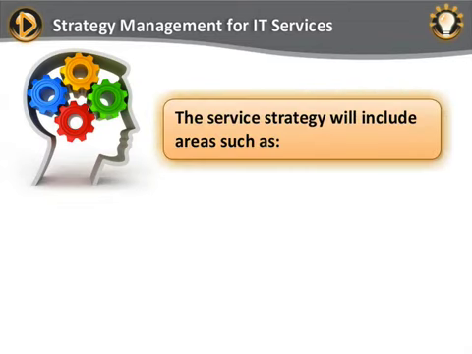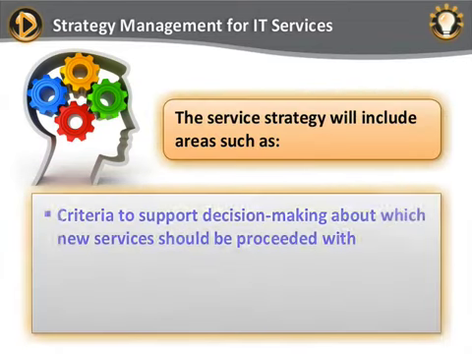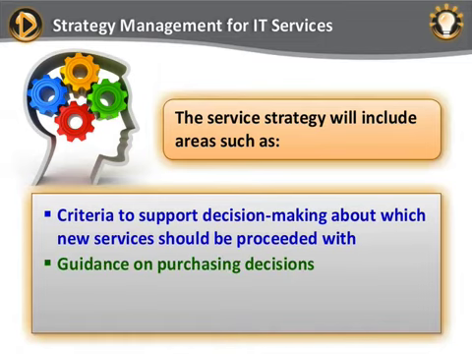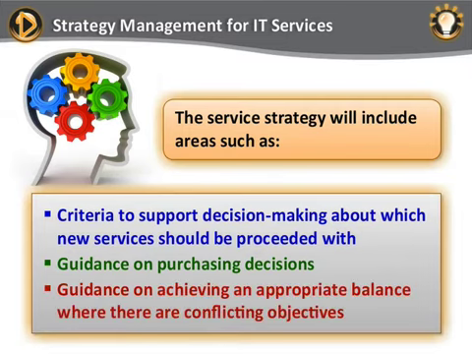The service strategy will include areas such as criteria to support decision-making about which new services should be proceeded with. There are likely to be many opportunities for IT to help the business, but it will not have the resources or capabilities to do all of them. Guidance on purchasing decisions, for example, to buy hardware from strategic partners. Guidance on achieving an appropriate balance where there are two or more conflicting objectives. For example, balancing the need to limit the cost of deploying a new service with the need to ensure a non-disruptive deployment.